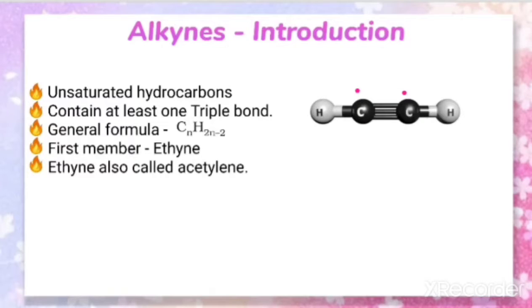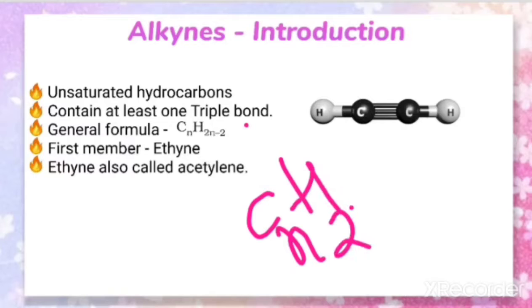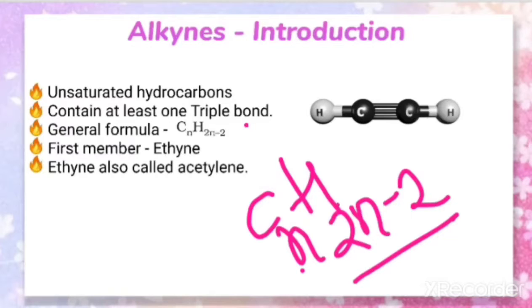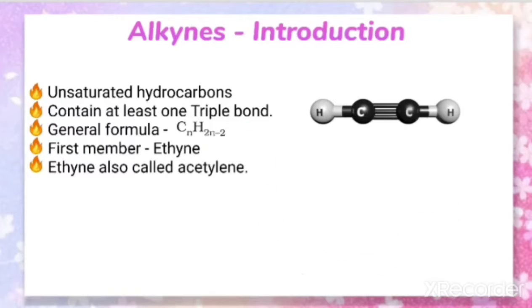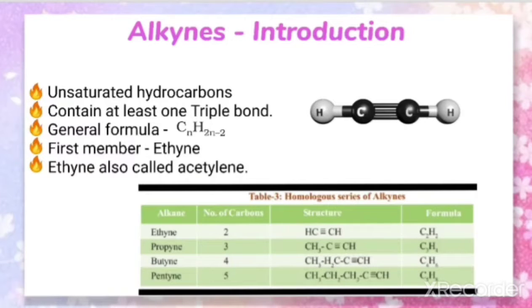The general formula for alkynes is CnH2n minus 2, where n is the number of carbon atoms, and the number of hydrogen atoms will be 2n minus 2. The first member of this family is ethyne. So let us take the series of alkynes.